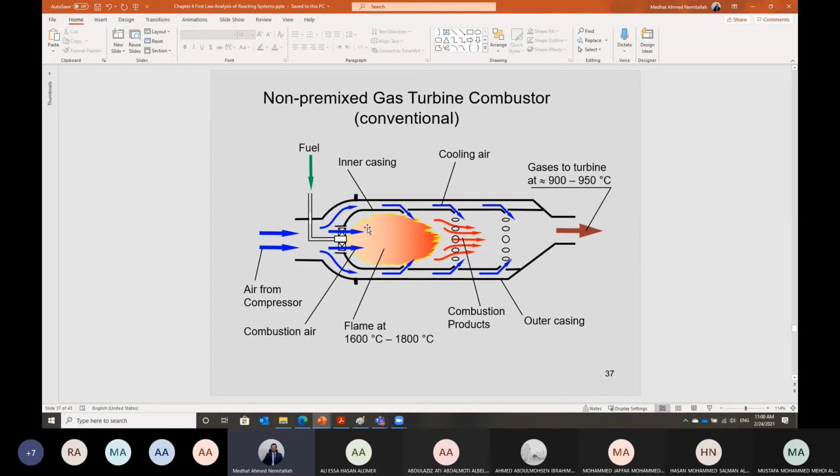Diffusion flame, because it depends mainly on the diffusion of the gases, of liquid fuel plus air. In non-premixed, air is introduced in a separate stream to the combustor, separate from the fuel. So usually fuel is fed from a central stream, and the air is supplied to the combustor from around this central stream, and they do not meet each other unless inside the combustion chamber.